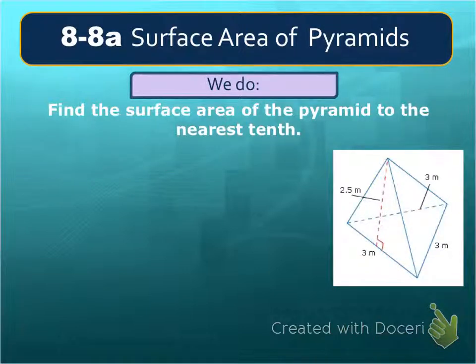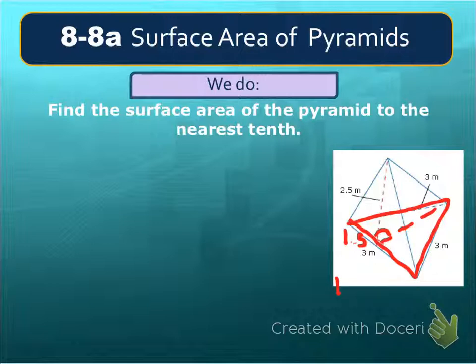Now this one's a little more complicated because this base is going to actually be a triangle. And what's not given to us is this height of the triangle. So we're going to have to find that. If we draw this as a right angle, I know that that bisects this bottom line because it's an equilateral triangle. So that's going to be 1.5 because it draws it right in half. So I'm going to use the Pythagorean theorem to go 1.5 squared plus my height squared is going to equal my 3 squared.